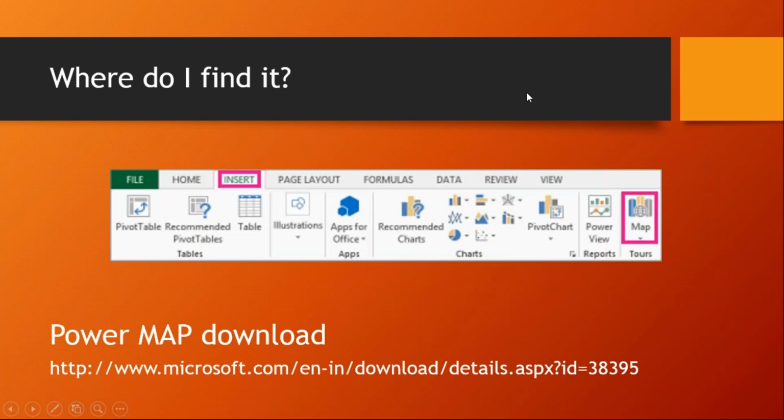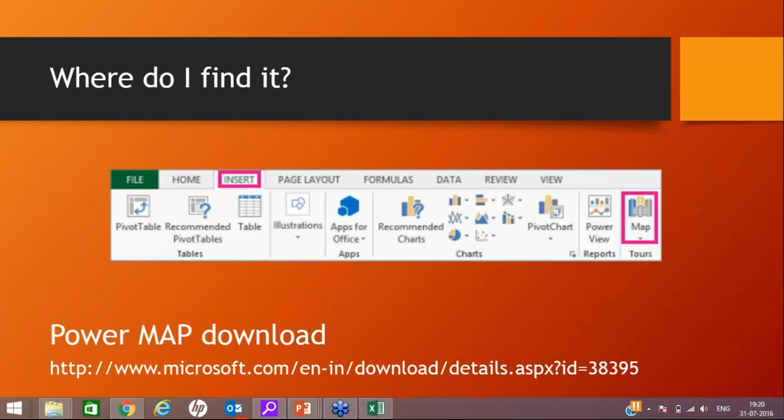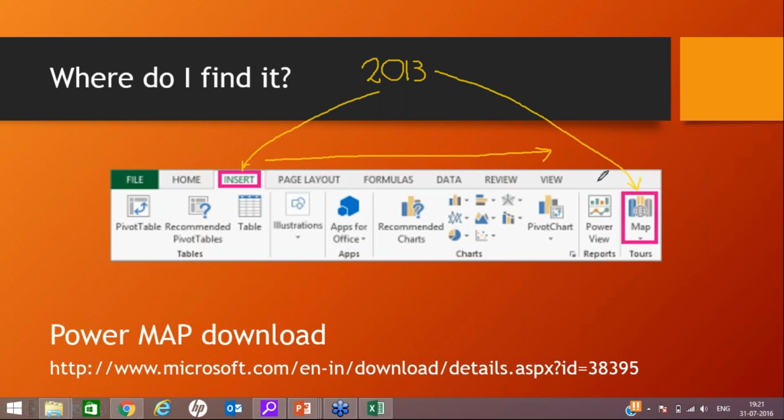So where do you actually get Power Maps? When you get your hands on Excel 2013, if you go to the Insert tab, you will be able to view the Power Map over there. You click on Insert in Excel 2013, go all the way to the right till you reach Power Maps, and click on it to launch it. If you have Excel 2013 but you don't have Power Maps, you can download it from this particular link.